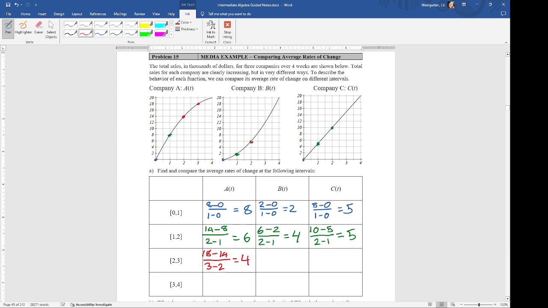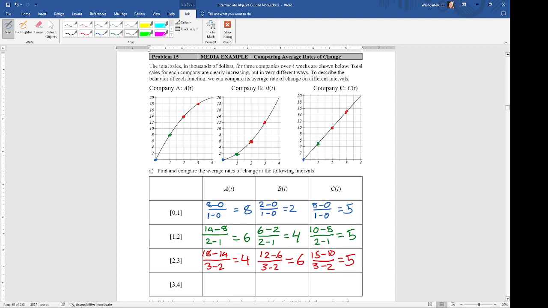In company B, there's week 2 and week 3. Our output for week 3 is 12. Output for week 2 was 6 over 3 minus 2 for week 3 minus week 2. 12 minus 6 is 6. We get 6 over 1, which is 6. For company C, last week was 10. This week is, I'm going to say 15. We end up with 15 minus 10 over 3 minus 2, which gives us another 5.